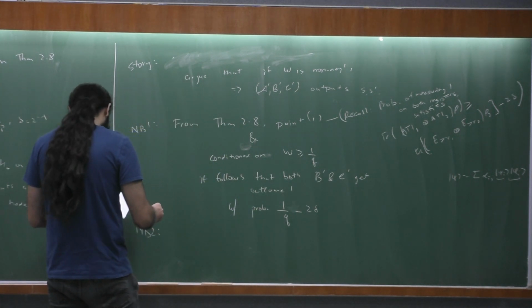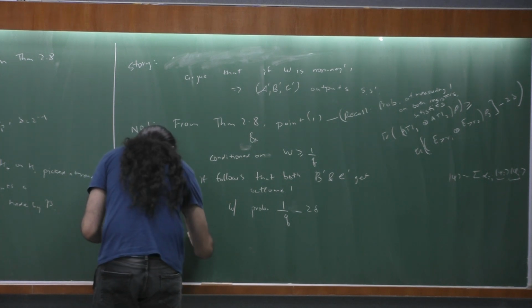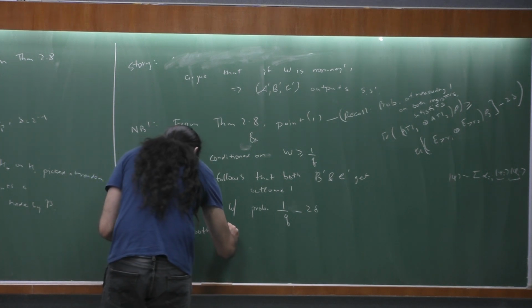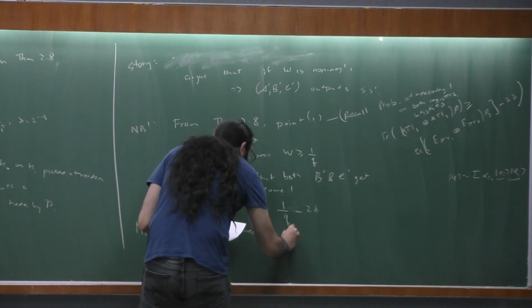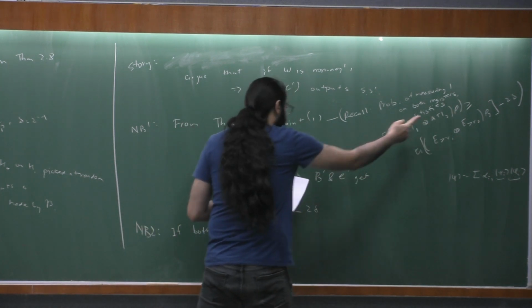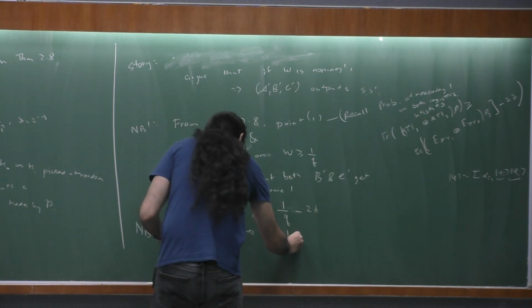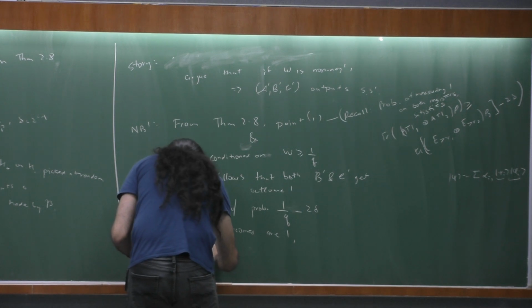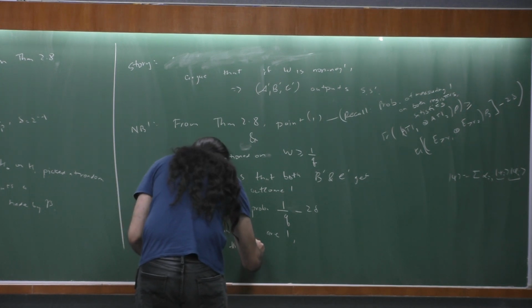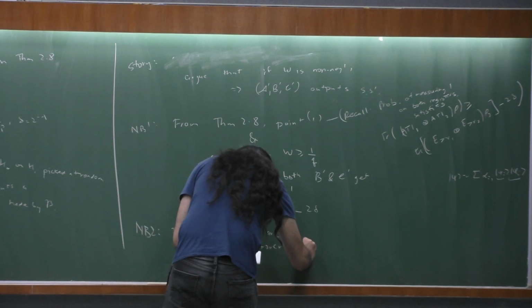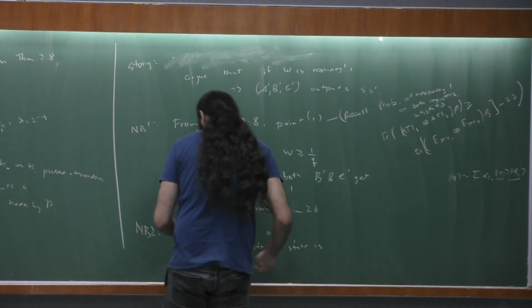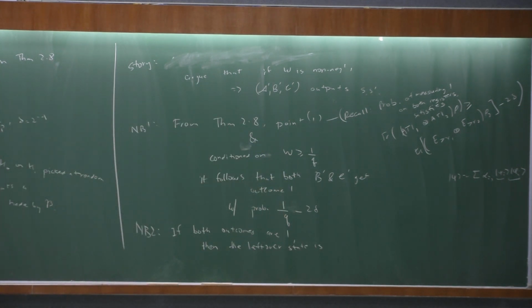The second note is, if both outcomes are indeed 1, as in these two, you make the efficient measurements and both of them give you 1, then the leftover state is, so what was the statement of the theorem? The second point in the theorem?